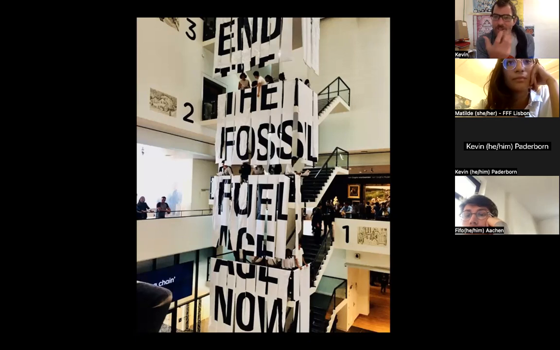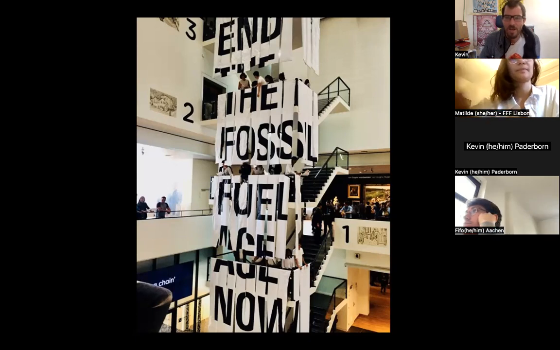And I wanted to put this in because it shows how you can play with space. Maybe one of the university buildings has one of these high stairwells, and you can actually do this multiple section banner kind of thing and really have a powerful, big visual impact.